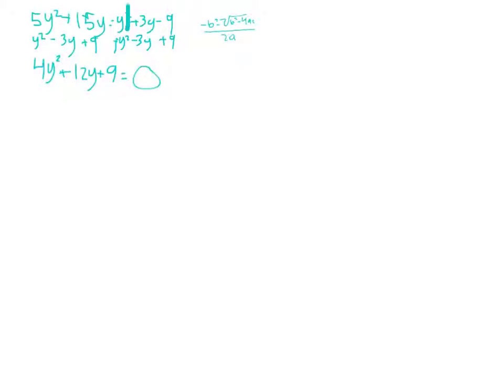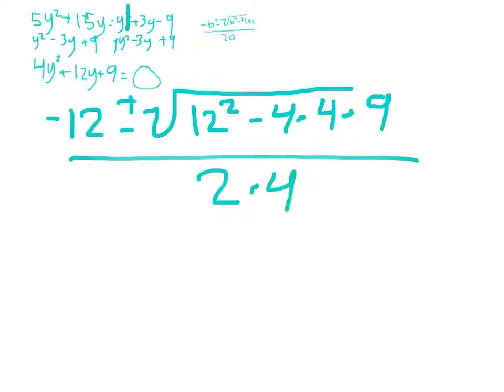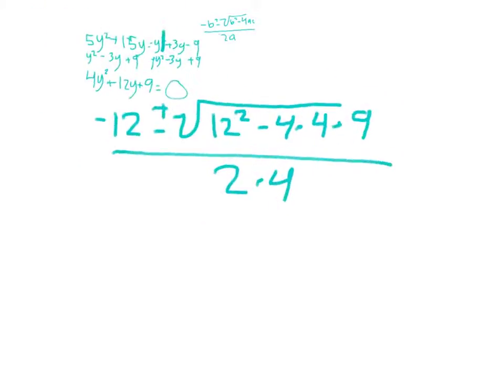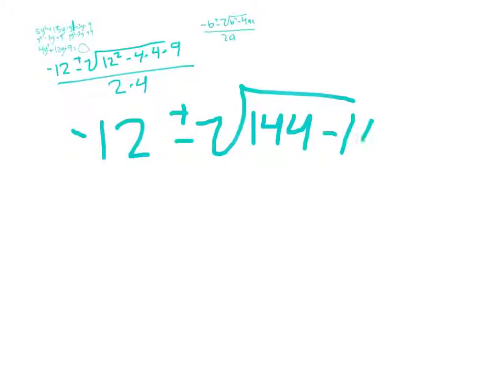So when we put that into the quadratic formula, we get negative 12 plus or minus the square root of 12 to the second power minus 4 times 4 times 9 over 2 times 4. And then once we do all the addition and the multiplication, we get negative 12 plus or minus the square root of 144 minus 144 over 8.